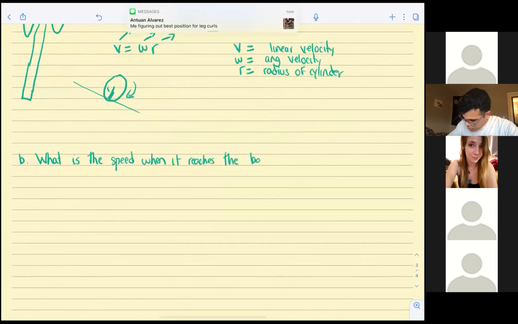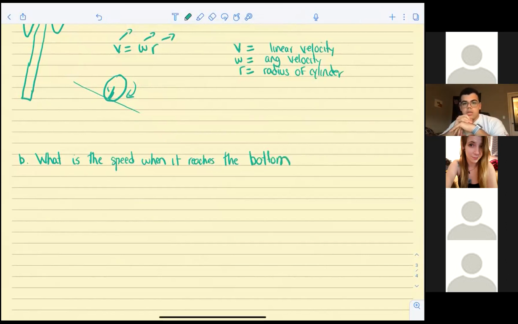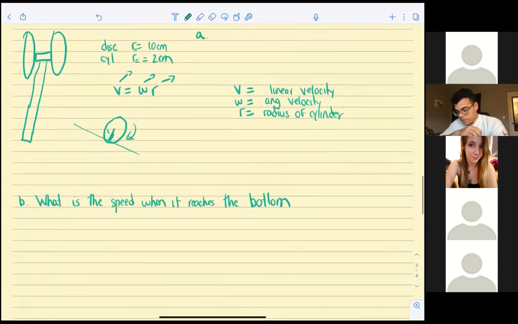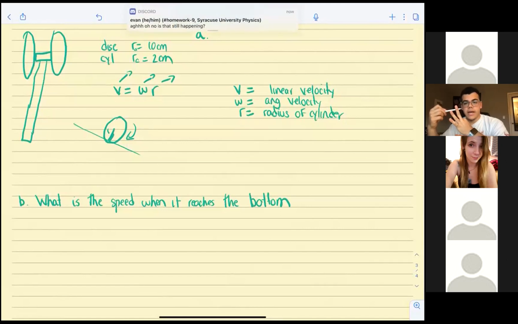So I'll redraw the picture here. Wait, so the answer to number 1A was just V equals omega R and explaining each one? Yes, exactly. The answer is V equals omega R, and tell me what V is, tell me what omega is, and tell me what R is, and justify it.